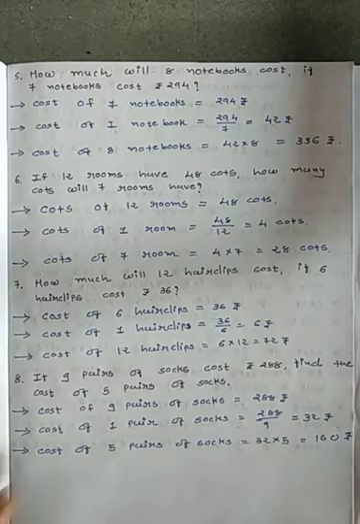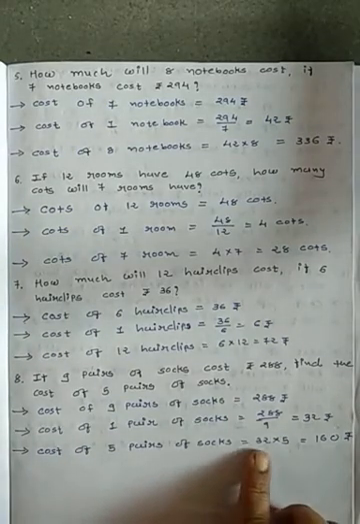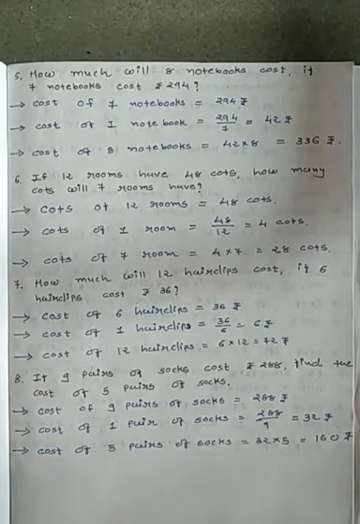Getting it? So that is the same procedure we are doing with all the sums. So 32 into 5, that will give us the cost of 5 pairs. Now next question.